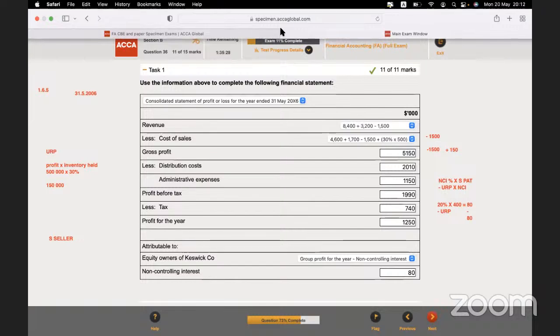But can you guys check a little bit and see if you have any doubts on what I have done so far? Okay. Is it the NCI profit calculation or is it the URP part, guys?